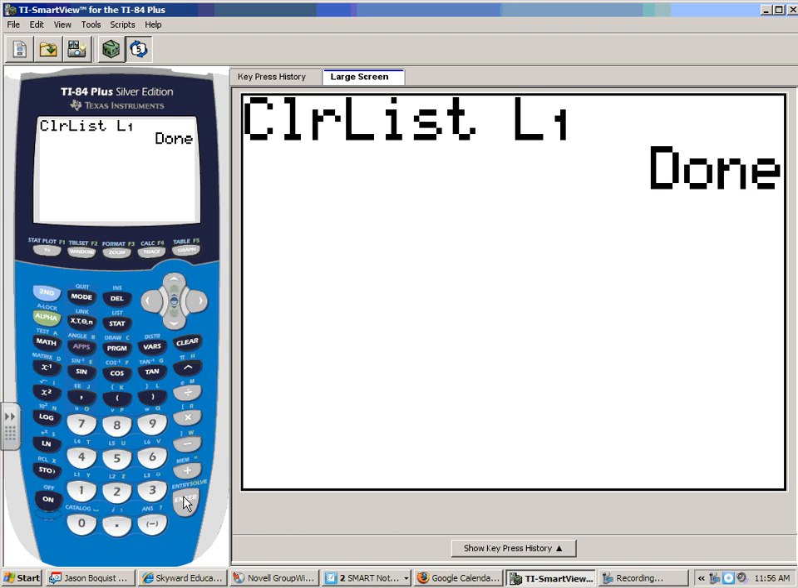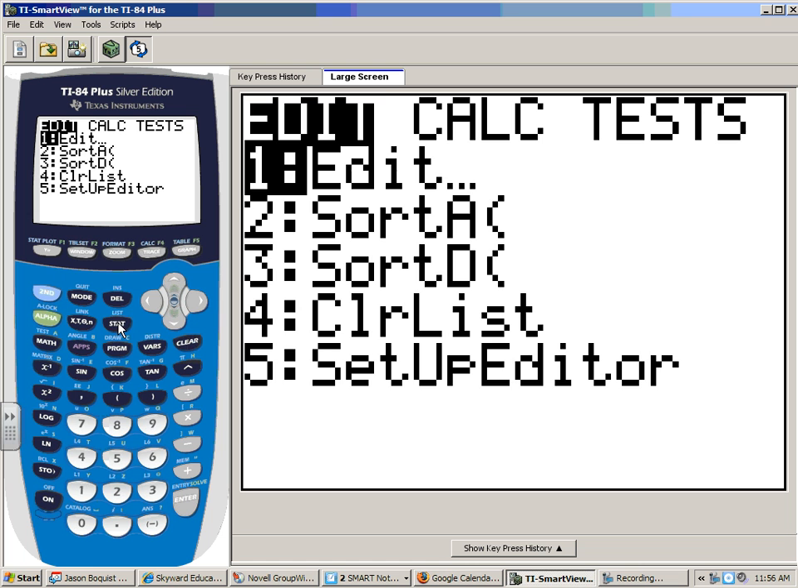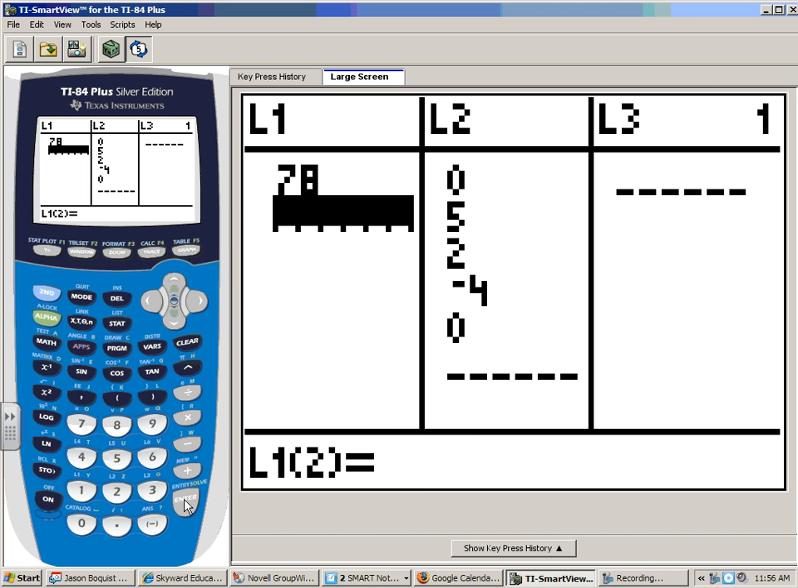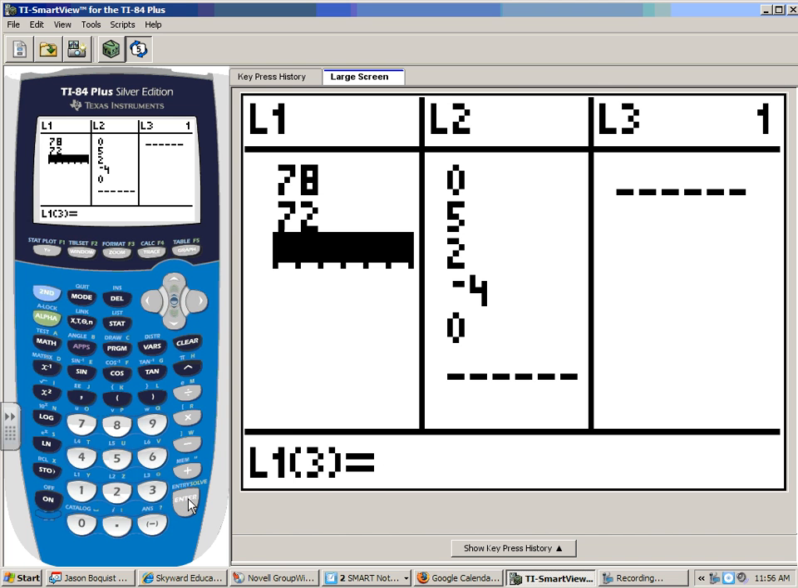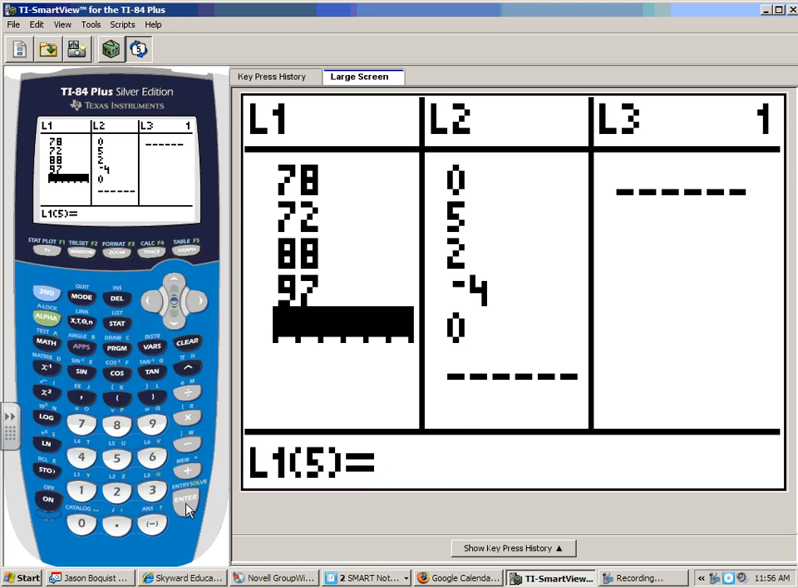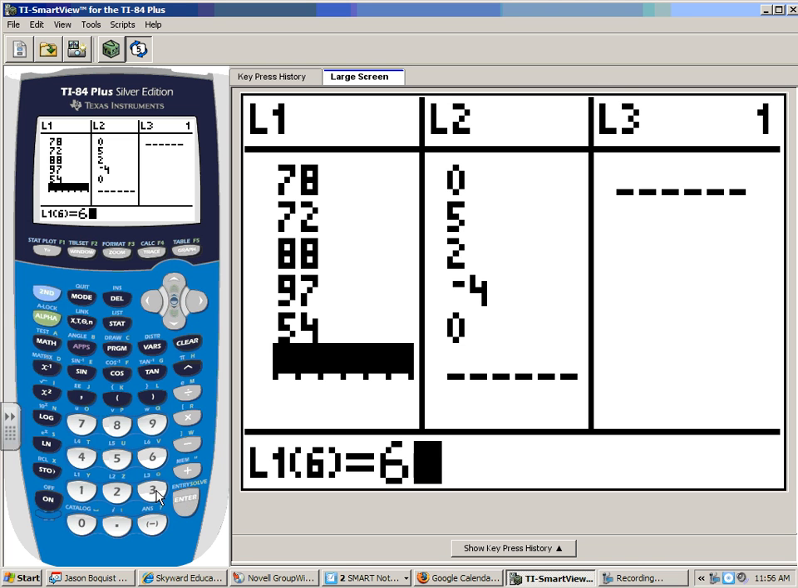Oh, it's done. Okay. So now let's go back in there where we were told to go, and we are going to edit that list. Look, they're all gone. And so then you just start typing your numbers. 78, enter. 72, enter. And you just keep on going. And you keep doing it, I'll keep doing it, and hopefully we get the same number in the end. That'd be great.